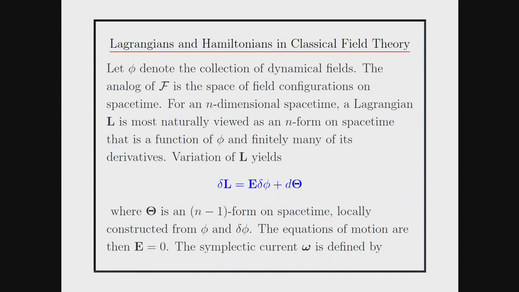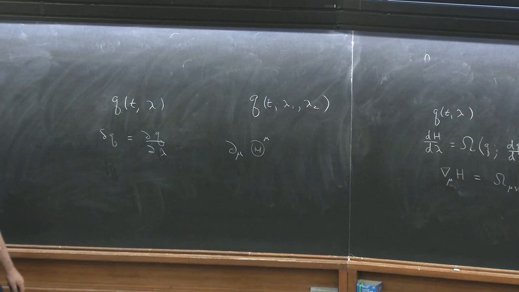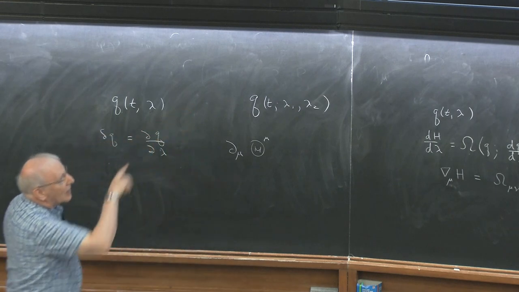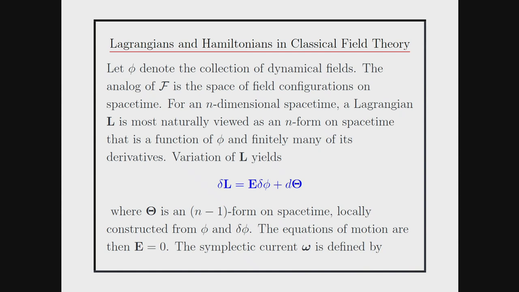Again, my theta is not his theta, but this is what Piotr was writing down. The corresponding formula, if we're taking L to be a form instead of a total divergence, is just an exact form. So this is some n minus 1 form on space-time, locally constructed from phi and delta phi, and you can do all the integration by parts manipulations and work out what it is. So E equals 0 are the Euler-Lagrange equations of motion, and I'm not interested in them. I'm going to throw them away.